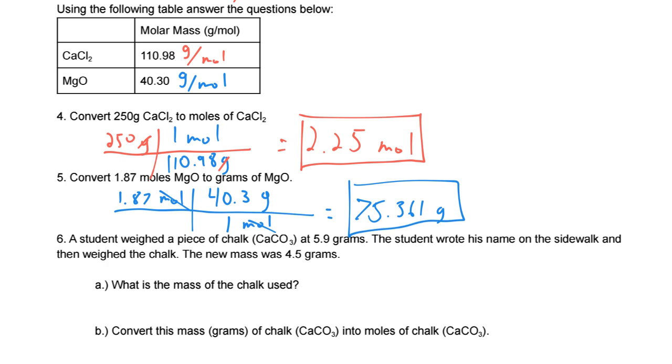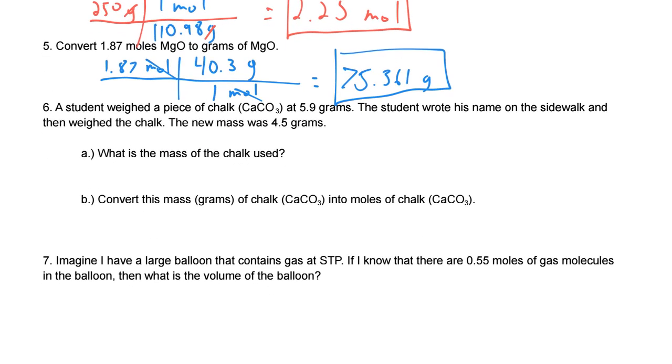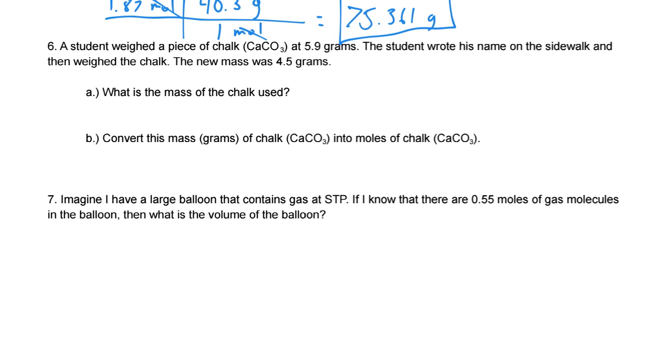All right. A student weighs a piece of chalk. Calcium carbonate is that formula, CaCO3, at 5.9 grams. Then the student writes his name on the sidewalk and then weighs it again. Now it weighs 4.5 grams. So why did it shrink? Because that chalk is now on the pavement. How much chalk is on the pavement? We'll figure that out by subtracting. 5.9 minus 4.5 equals 1.4, and the unit there is grams.